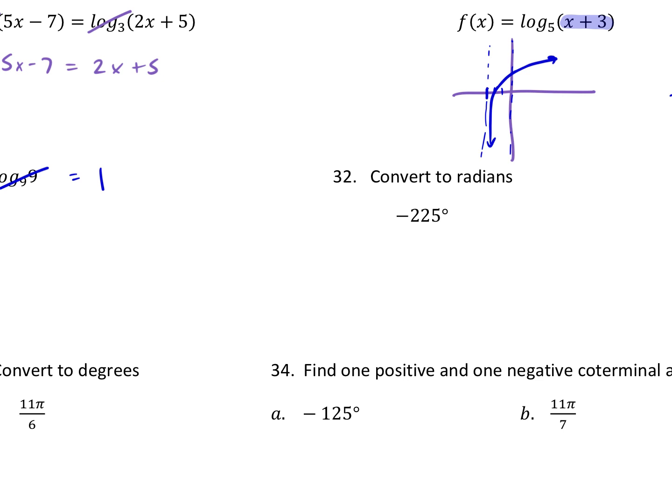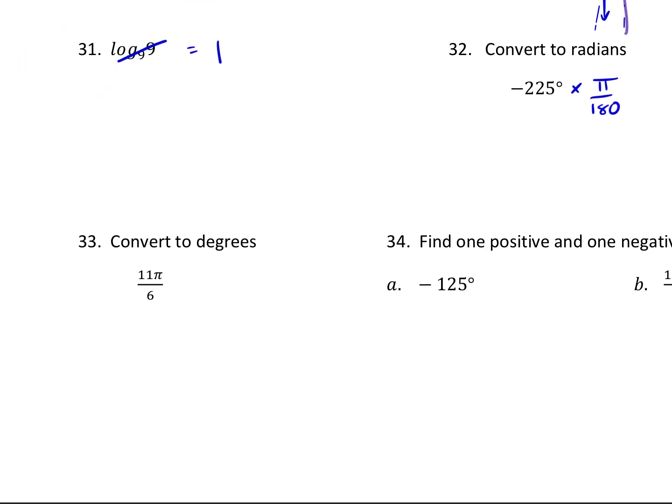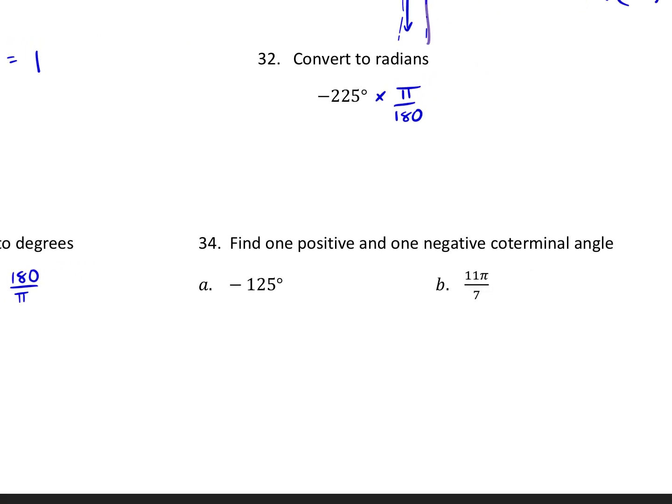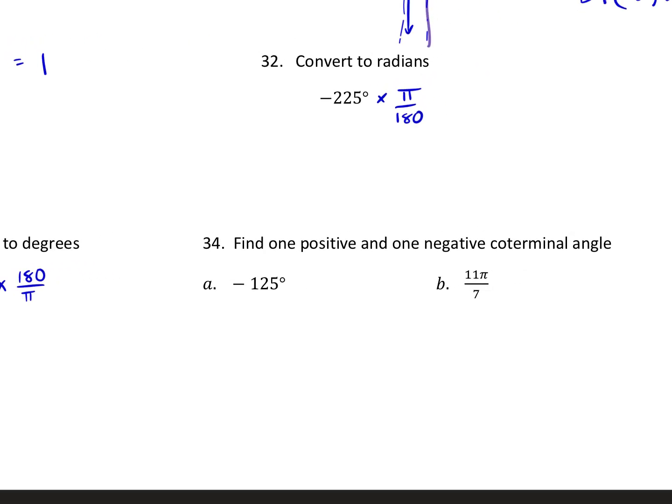For 32, how do I convert to radians? Times pi over 180 and simplify. How do I convert to degrees? Times 180 over pi and simplify. How do I find a positive and negative coterminal angle when I have degrees? So you can add 360 or subtract 360, depending on which one you need. So I'm going to add 360 to find a positive coterminal angle.